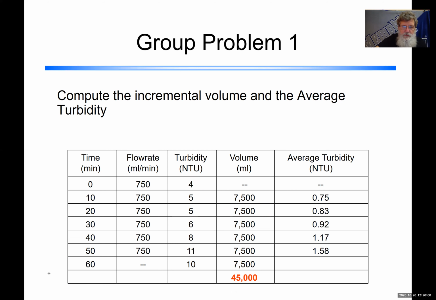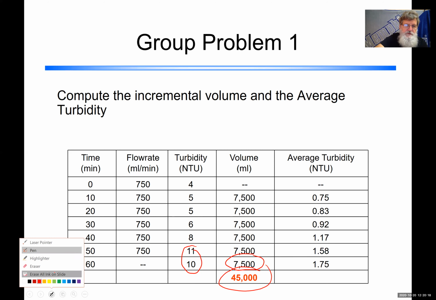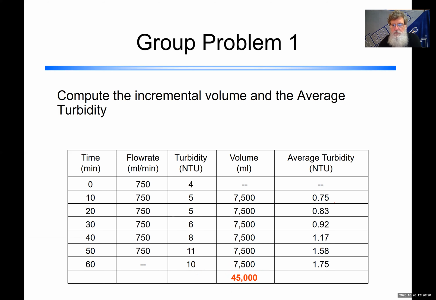Remember, it's going to be the average at the beginning and end. In this case, 10 plus 11 divided by 2. Times the volume treated divided by the total treated. I got 1.75. Now remember, the average turbidity now is the sum of all of those. So if I sum those 6 values, I get 7.0. So the average turbidity for my 60-minute run was around 7 NTU.